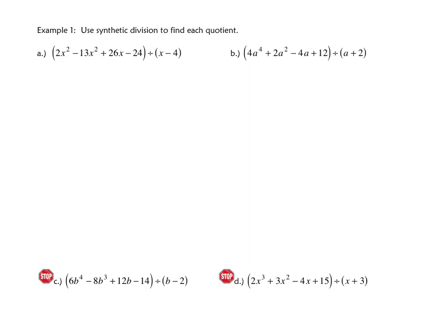Okay, so let's try this first example up here. I noticed when I was doing my answer key, this should be a 3, 2x to the third. So we have 2x to the third minus 13x squared plus 26x minus 24, and it's being divided by x minus 4. r goes on the outside, so r would be 4, and then the coefficients of the dividend.